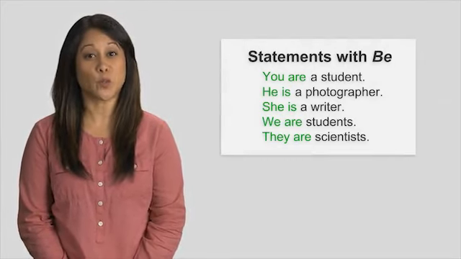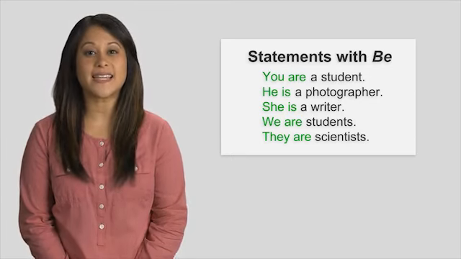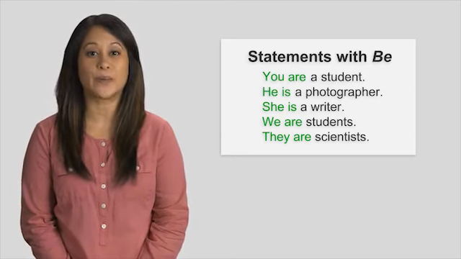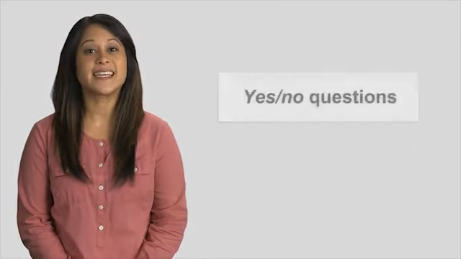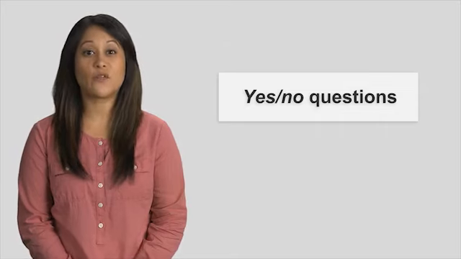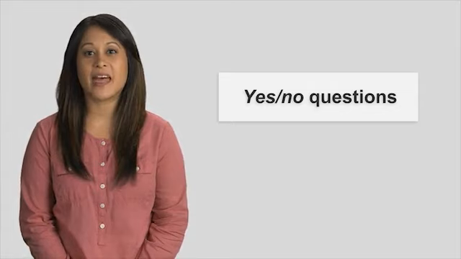Notice the first word is a subject, like you or he. The second word is a form of the verb be, like is or are. To ask yes-no questions, move is or are to the beginning of the statement. Then put a question mark at the end.